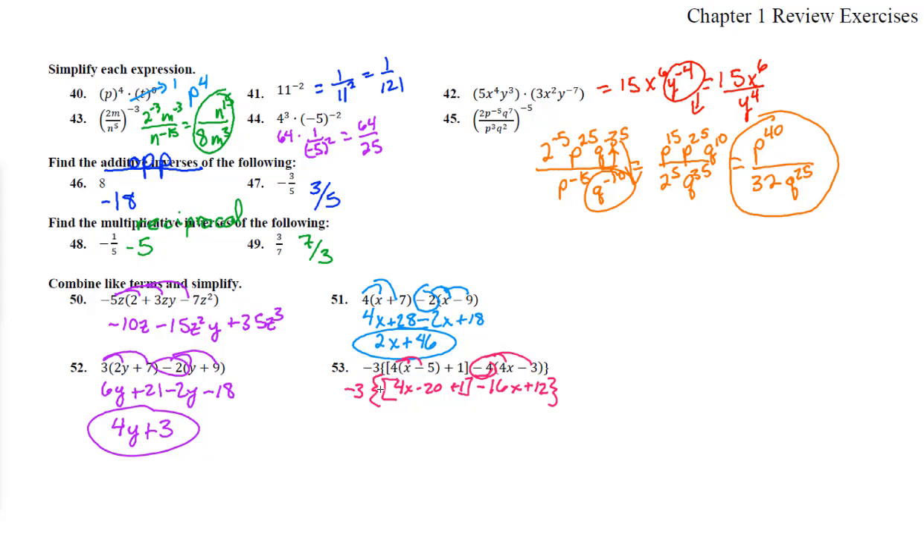Let's get rid of the bracket. There's nothing right in front of the bracket to jump in, so these are actually useless. I'll write the whole thing down. 4x minus 20 plus 1 minus 16x plus 12. Now, if there were a 4 or a 3 or a 2 right there, we would have jumped those in, or even a minus sign.